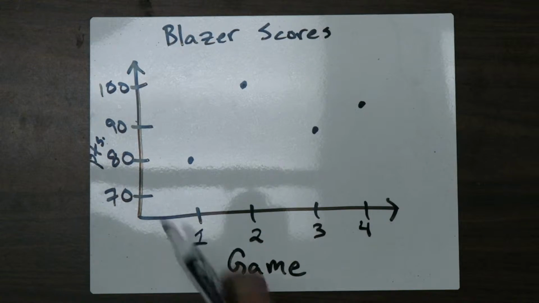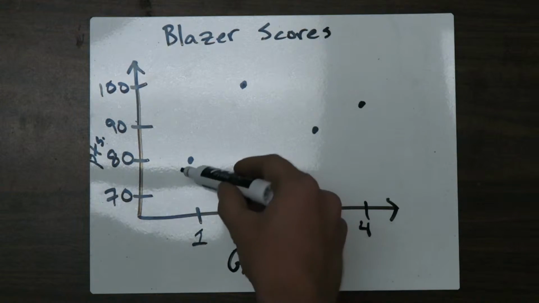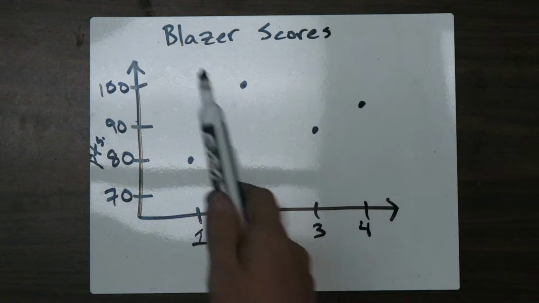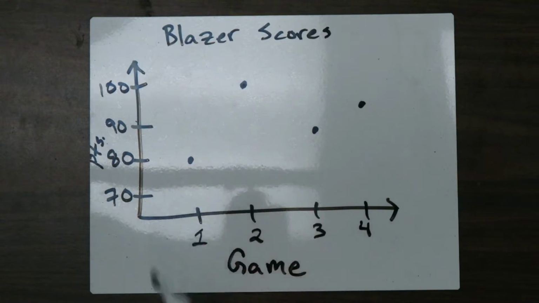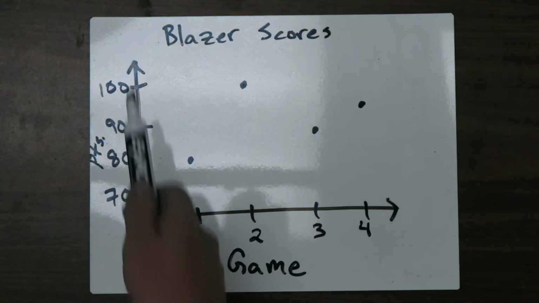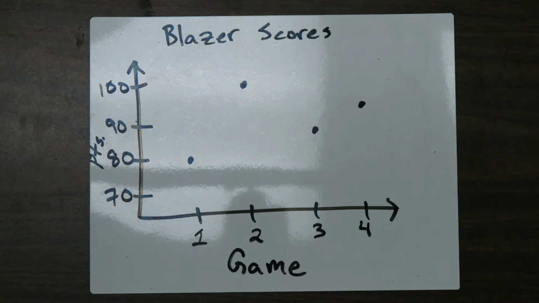Now we're going to look at a different type of graph today. Today we're looking at what's called a scatter plot or a scatter graph. And the main difference between a scatter plot and a line graph is basically just that you don't connect the dots. So here we have a graph showing us the scores of Blazer games. And we have game 1, game 2, game 3, game 4. And the points are on the vertical axis.